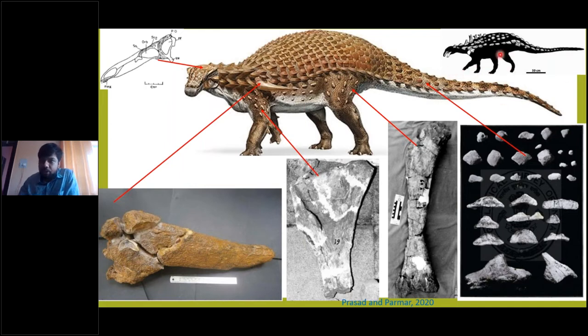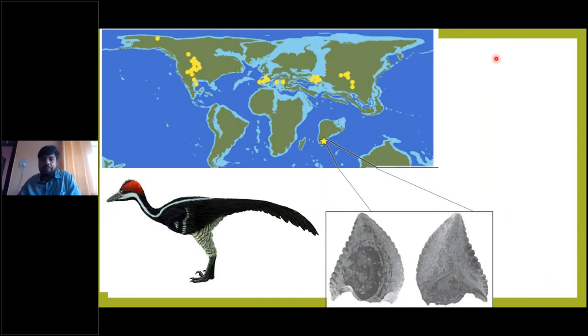And there's also evidence of Andrasaurus, which is basically known from scutes and spines. Although, as it is basically known from scutes and spines, it is now a nomen dubium, or you can say an invalid genus known from India.